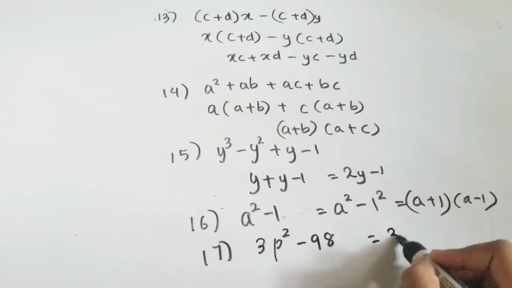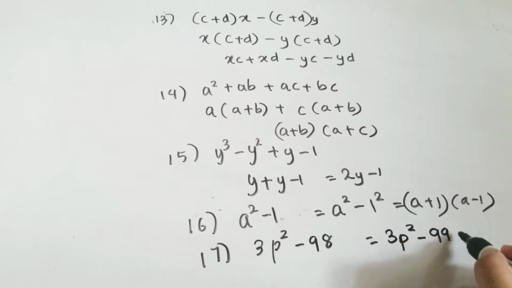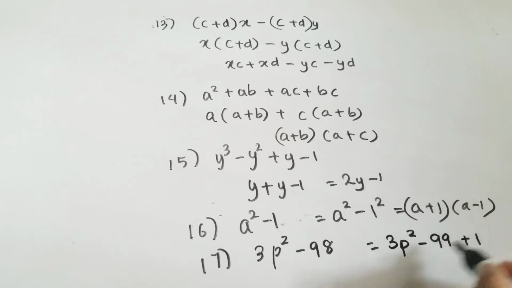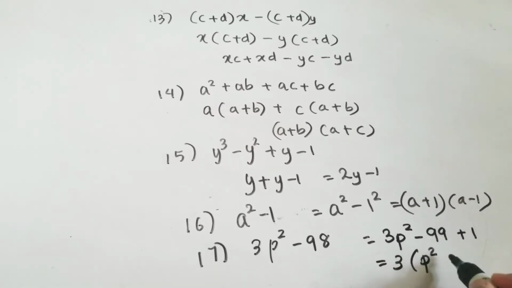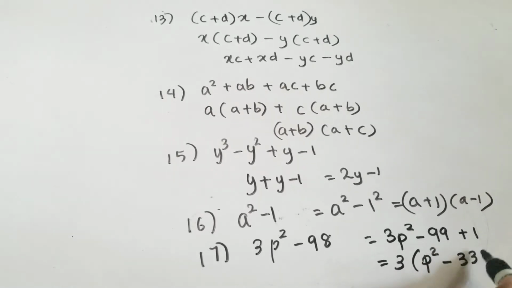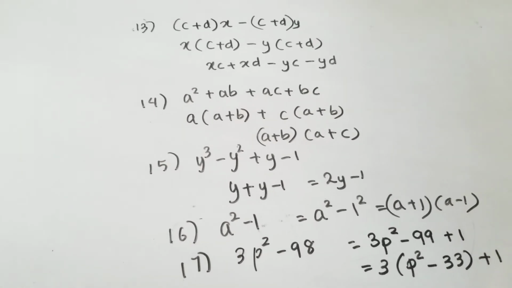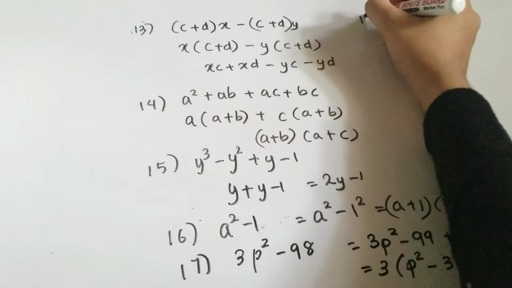But we can write this as 3p to the power 2 minus 99 plus 1. So we can say 3 into p to the power 2 minus 33 plus 1. So there are different ways to write it down, and you can get it in that way. Now we'll go to the 18th question.